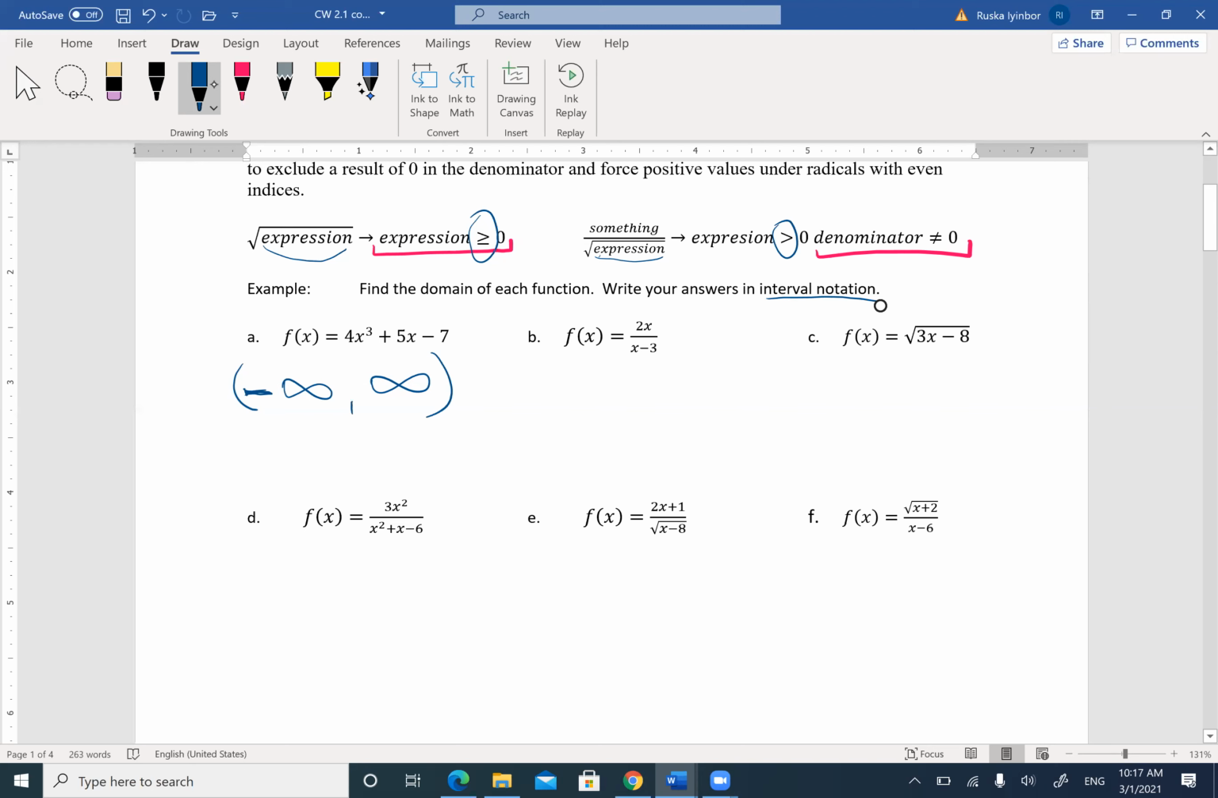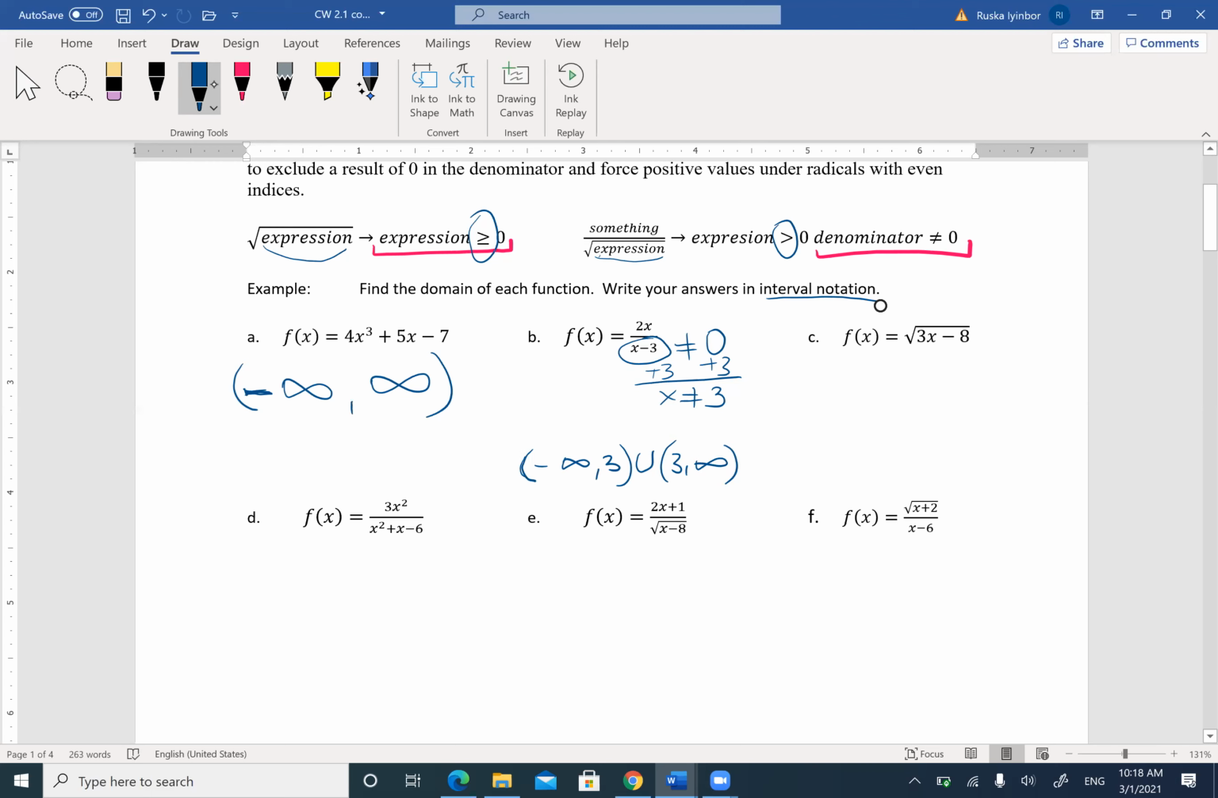Now the second one, B, we have to find the domain of this function. This function is a fraction, right? So the denominator is not 0. What is the denominator? x minus 3, not 0. You can add 3 to both sides and solve it: x is not 3. That's your domain. In interval notation, x is not 3 means from negative infinity to 3, everything before 3, union 3 to infinity, everything after 3.